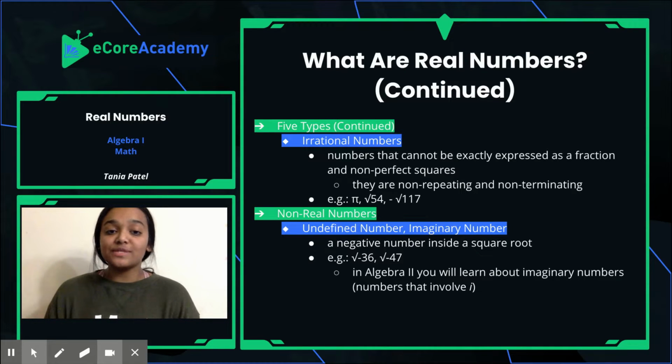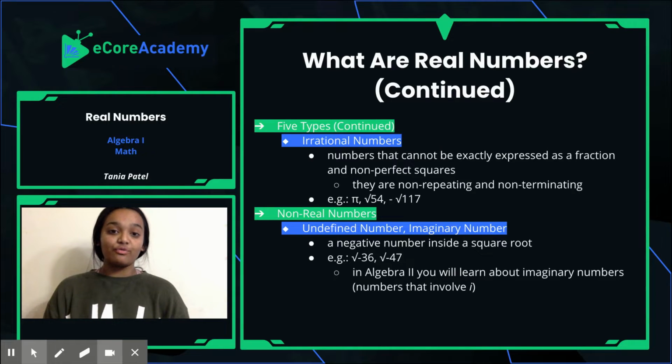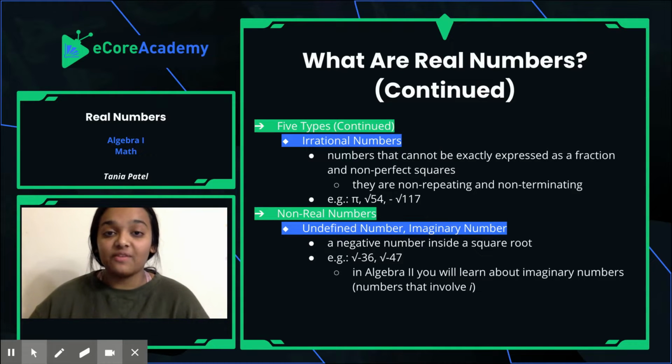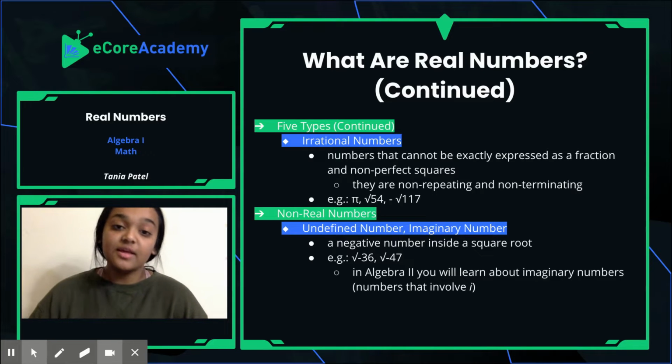So irrational numbers are numbers that cannot be exactly expressed as a fraction, meaning they will not be able to be expressed in the form of x over y. And also, they're non-perfect squares. This is also a really good giveaway, because a lot of people may miss this fact, but any non-perfect square value will be non-repeating and non-terminating. That is also what irrational numbers mean.